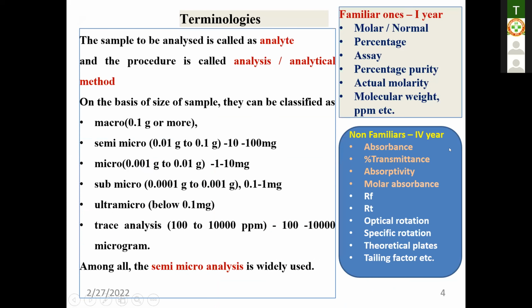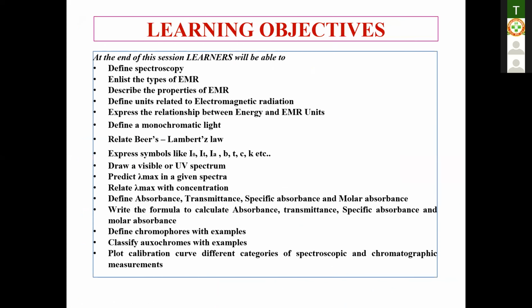Okay. So the various terminologies, what you already know, and a few things, of course, this session may be helpful for you. And we generally start any session with the learning objectives so that the student may get an idea of what I'm going to talk about in this whole session. At the end of the session, the learners will be able to define spectroscopy, enlist the types of electromagnetic radiation, describe the properties of electromagnetic radiation, and define the units related to electromagnetic radiation. You can express the relationship between energy and electromagnetic units and define monochromatic light.